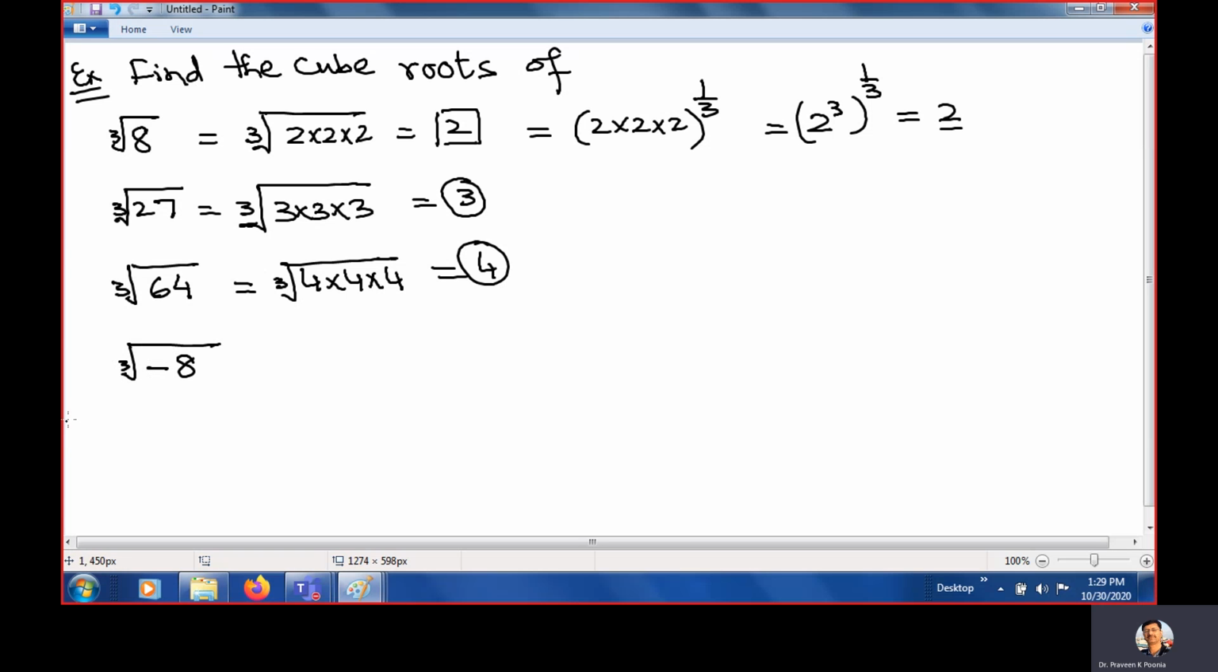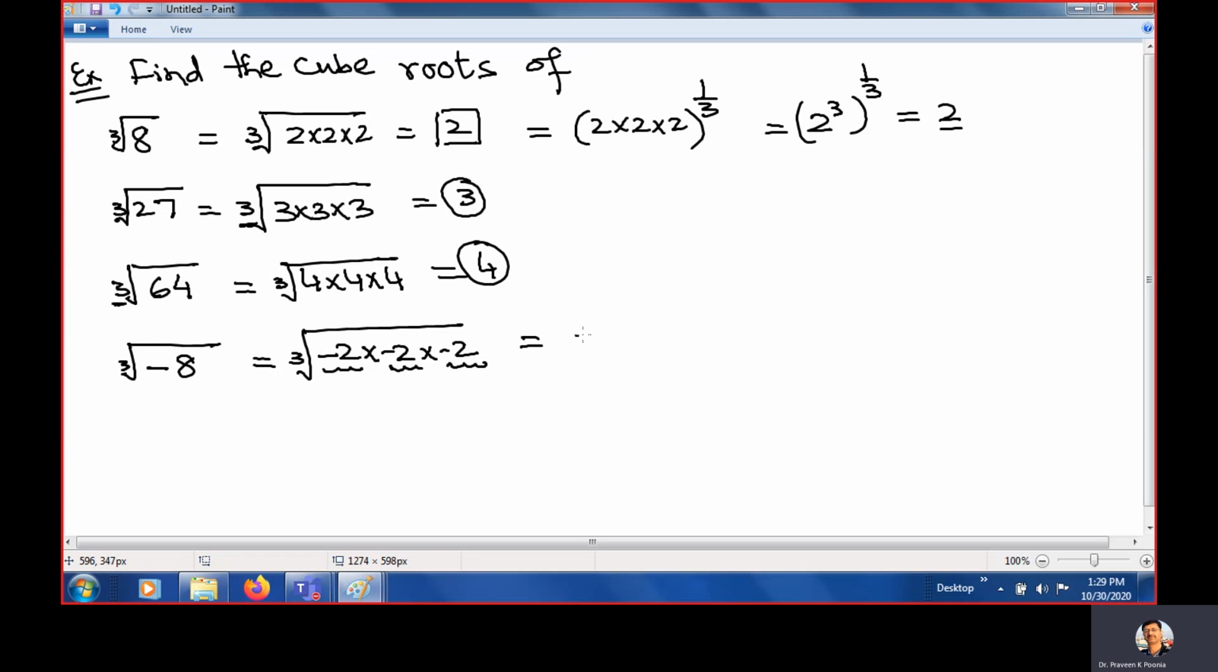Clear? But the cube root can be evaluated for negative numbers also. We can find the cube root of a negative number. Why? Because a negative number can be written as minus 2 times minus 2 times minus 2. These are 3 equal numbers, 3 same numbers. In a square it is not possible, but in a cube it is possible. For odd roots, if it is 3 here, say 5 here, say 7 here, then we can find it. But for an even root, if 2 is here, 4 is here, then we cannot find it.